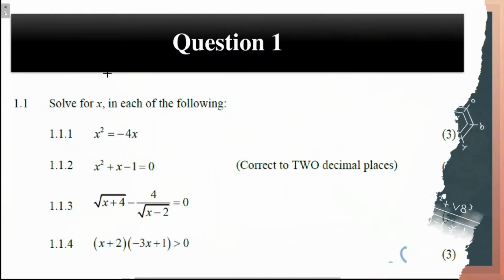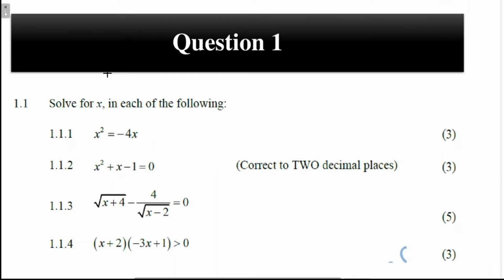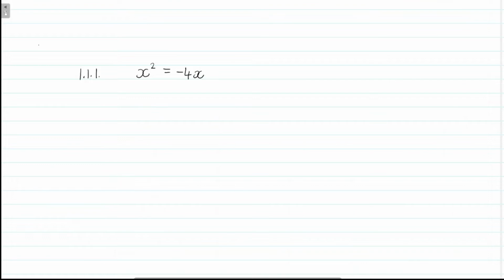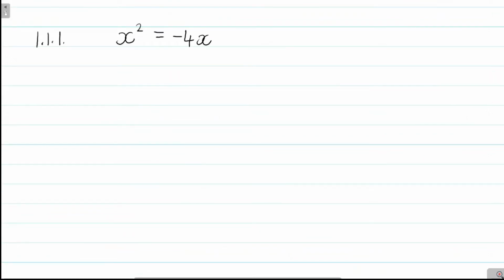All right, guys, so let's start with question 1.1.1. Question 1.1, guys, we are just solving for x in each of these questions, right? So let's start with question 1.1. Okay, it's x squared is equal to negative 4x, right?